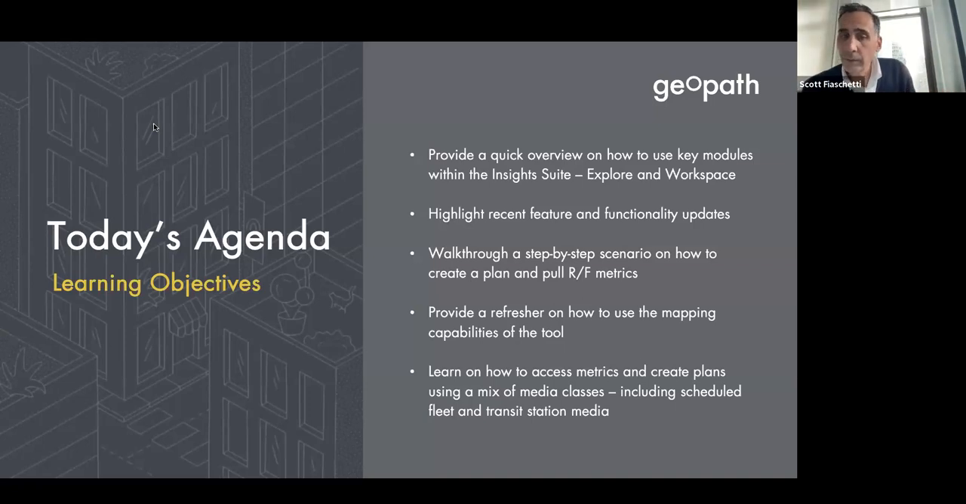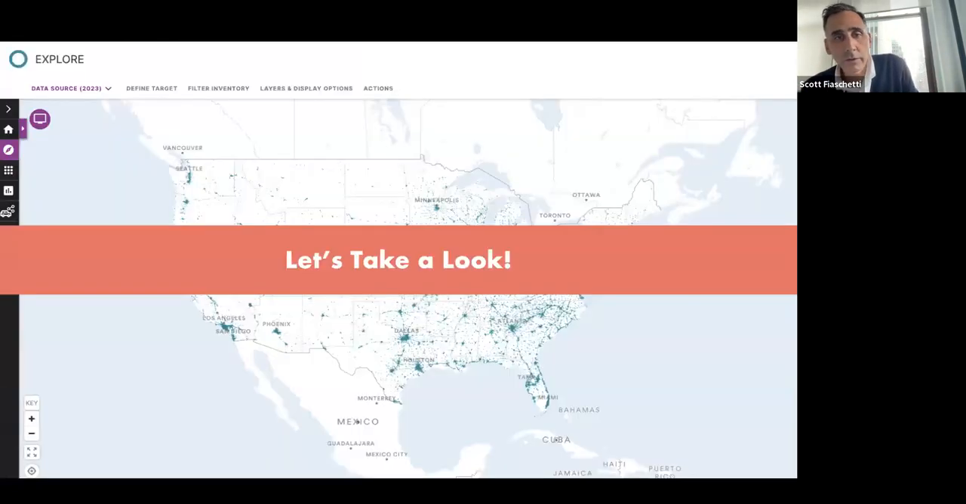Also, this is an area we don't always spend a lot of time on in these sessions, but we'll refresh on how to use the mapping capabilities of the tool. And then, how do you create plans using mixed media classes? Specifically, we have scheduled fleet and transit station media that are new in the last handful of months. So how do you work with some of these different media classes and create a custom plan that has a mix of different classes? So without further ado, I'm going to hand it off to Brian, who's going to drive the rest of the session.